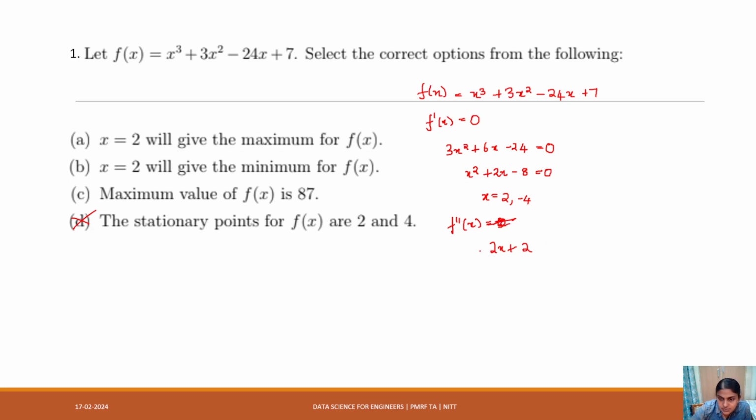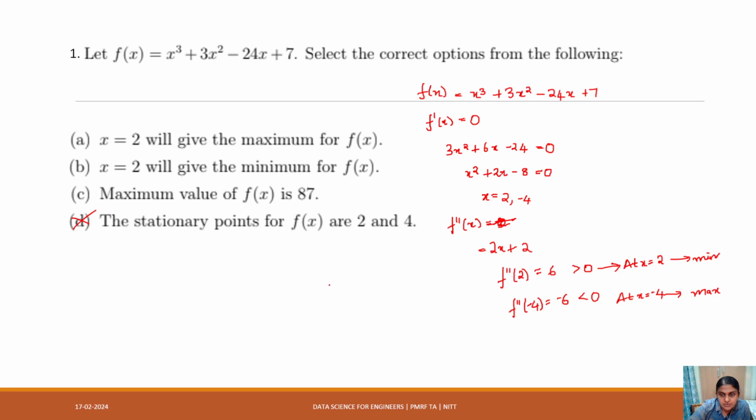So f double dash of x equals 2x plus 2, and we will put these values. F double dash of 2, you will be getting 6, and f double dash of minus 4, you will be getting minus 6. Okay, so wherever it's greater than 0, here in this case it is greater than 0, in this case it is less than 0. So at x equal to 2, we will have a minimum point, and at x equal to minus 4, we will have a maximum point.